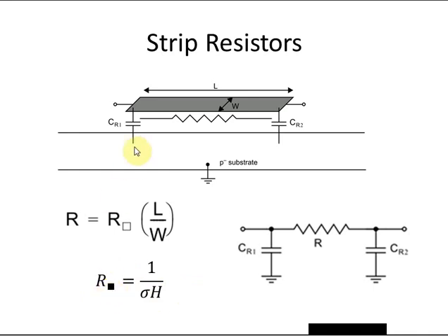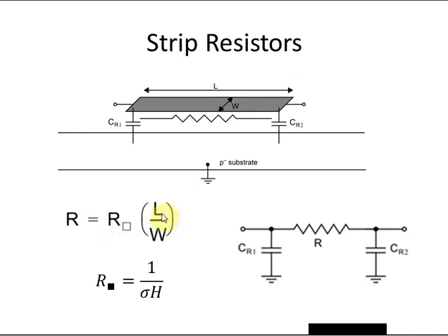Now the total value of resistance for this strip is given by R square times its length. Clearly the resistance will be proportional to the length of the strip, and divided by its width, because its width is part of the cross-sectional area. The wider it is, if it doubles in width, then the cross-sectional area has doubled and the resistance per unit length has dropped.